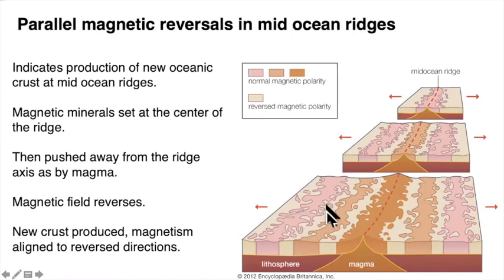So essentially the magnetic fields here are putting a timestamp on when this crust is created. And it's showing that there's this conveyor belt that exists between magma at this mid-ocean ridge center that's forming and cooling into new crust here, being pushed in both directions away from the ridge axis out into the ocean basin.